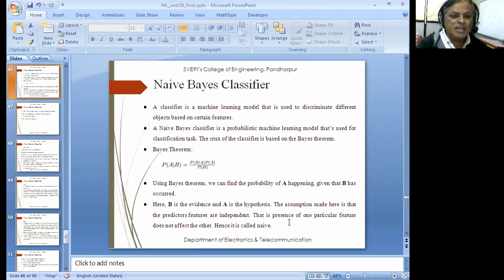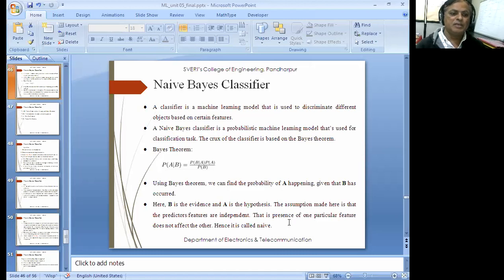So this naive Bayes classifier, we have already seen that it is based on the Bayes theorem. That means it is based on the probability theorem. This classifier is actually used to discriminate different objects based on certain features. So you can classify different objects based on certain features. So they are useful mostly for the classification task. That we have also seen, and it is based on Bayes theorem.